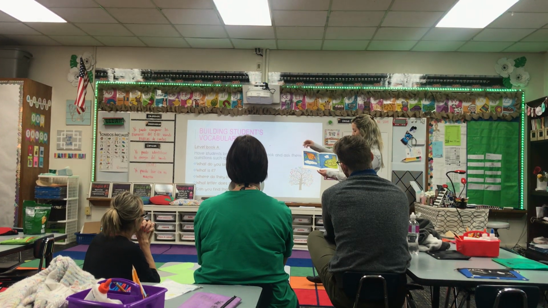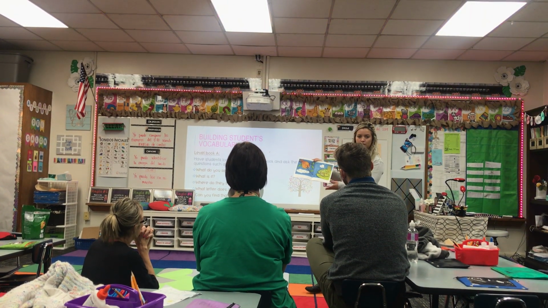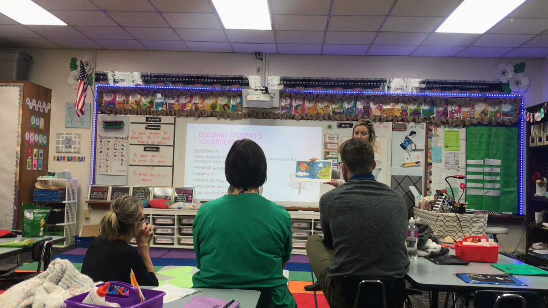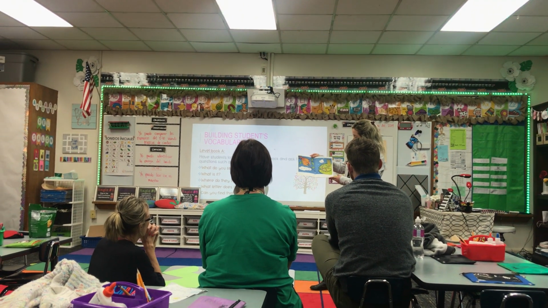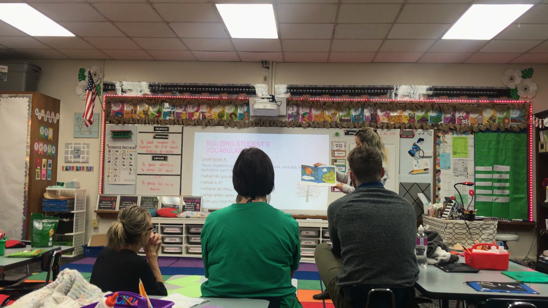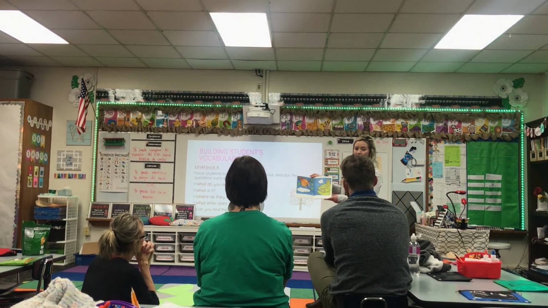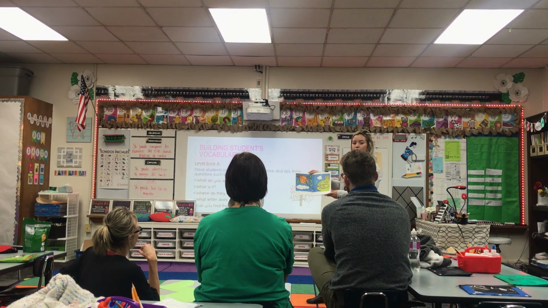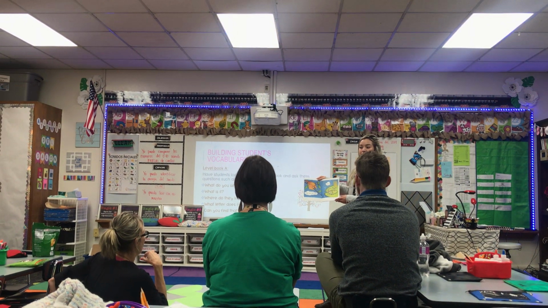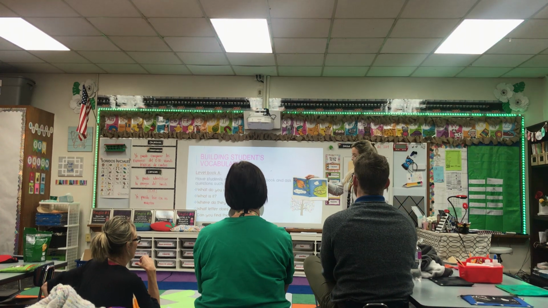So like on this page, I'll ask, what do you see? A frog. And a lily pad. Where is he? On a lily pad. And some kids don't know that that's called a lily pad, right? Yes. And where are lily pads? On a pond. So just teaching that vocabulary to them.